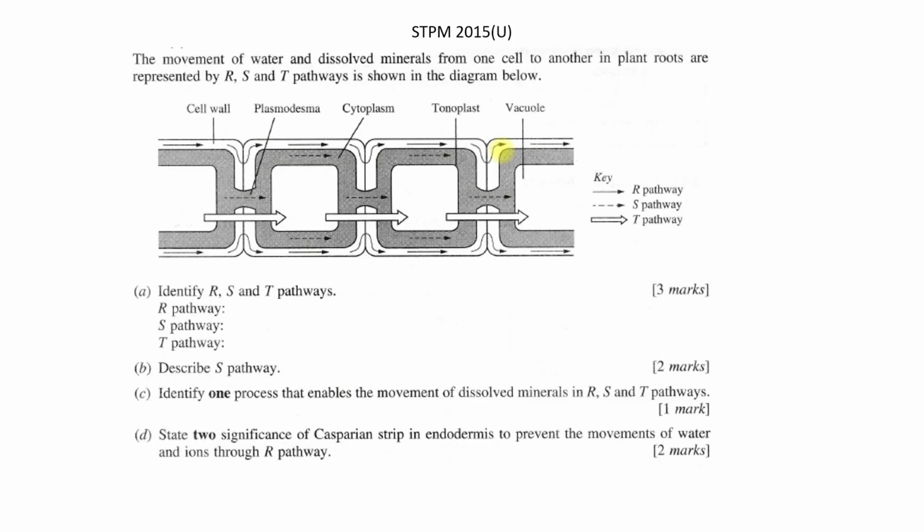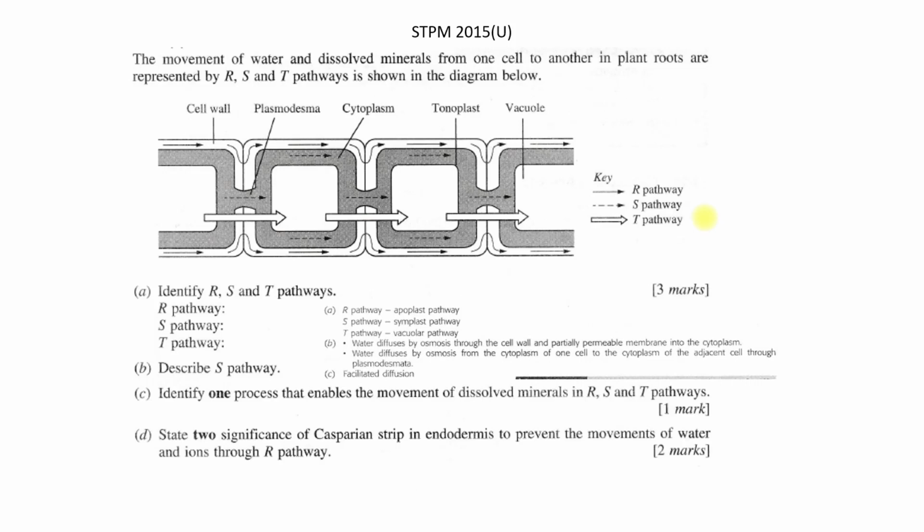The movement of water and dissolved minerals from one cell to another in plant roots is represented by R, S, and T pathways, shown in the diagram below. Again, class, like during our face-to-face class, I always remind you to pay attention to any diagrams or pictures given in the Question 16 and 17, because the diagram plays a big role in giving hints for the questions.